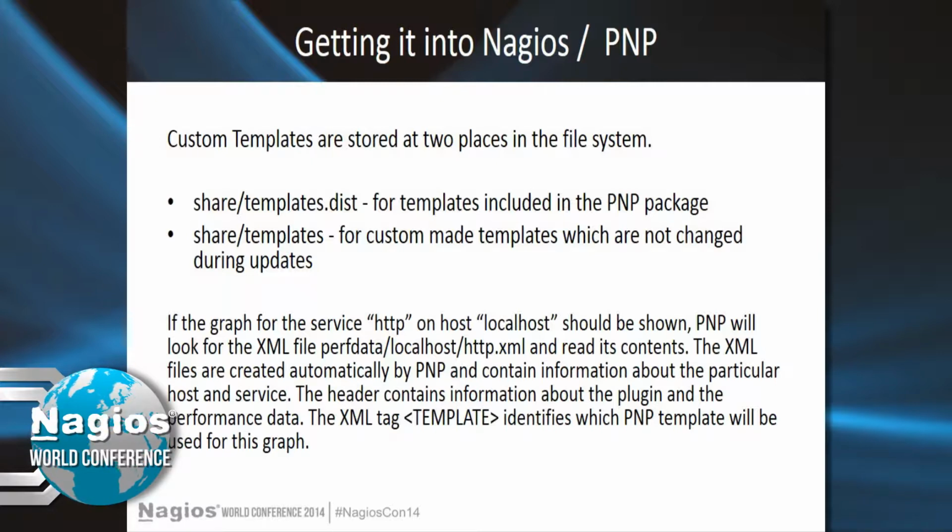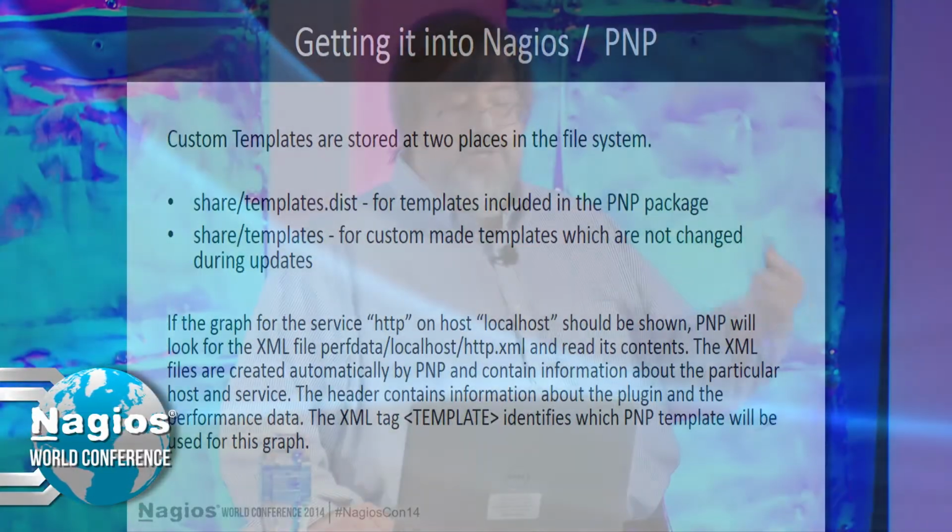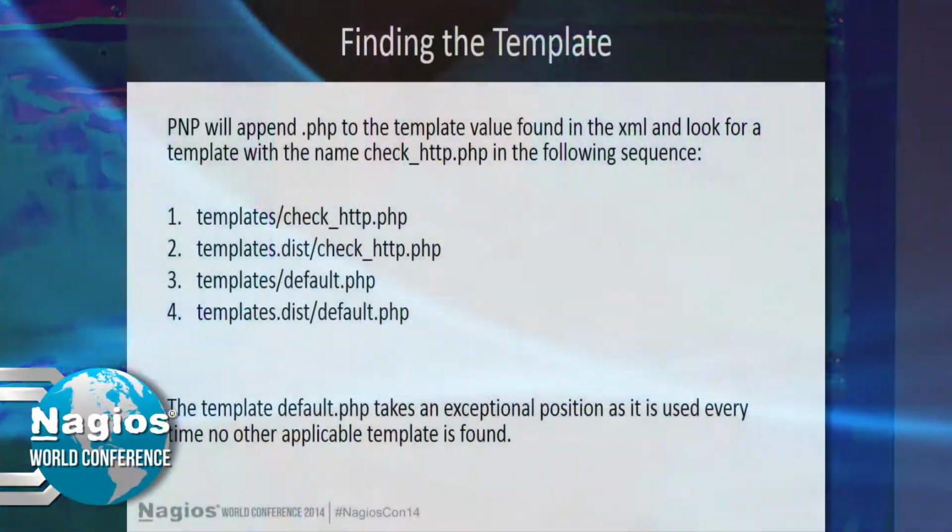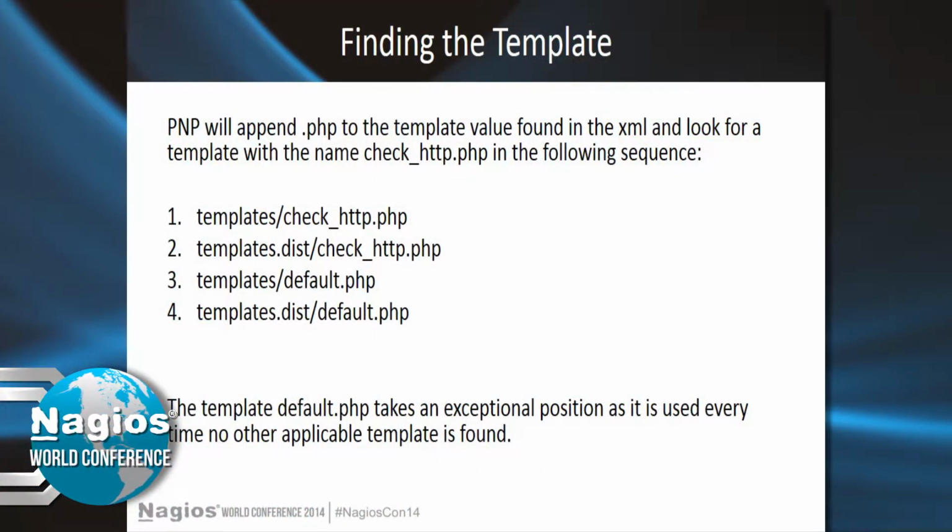So like if you're checking for HTTP, it's going to go look for check HTTP in the templates directory, then it's going to look in the templates.dist for the default one for that service. And then if it doesn't find anything that matches, it's going to use the default template. Now, if you want to change the way your graphs look in Nagios across the board, you change the default template. On a side note now, like I said, templates.dist you shouldn't touch.